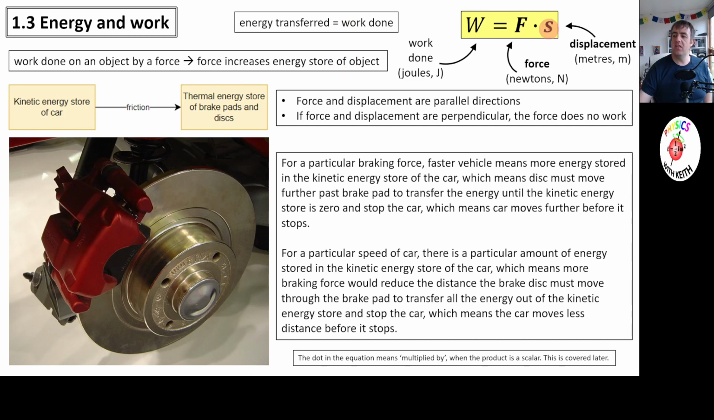If the force and the displacement are in opposite directions, let's do it the other way around. I'm moving forwards but being pushed backwards, that's going to cause me to slow down. That's going to decrease my kinetic energy. That means work is being done by me to remove my kinetic energy. If work's done on me, then it increases my kinetic energy. So if the force and the displacement are in perpendicular directions, actually no work is done at all.